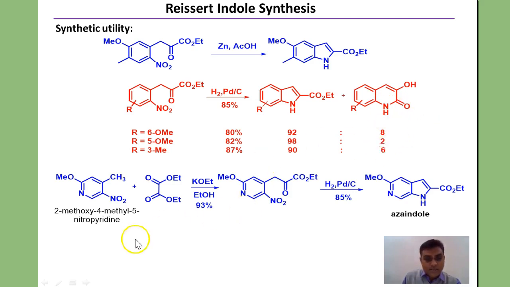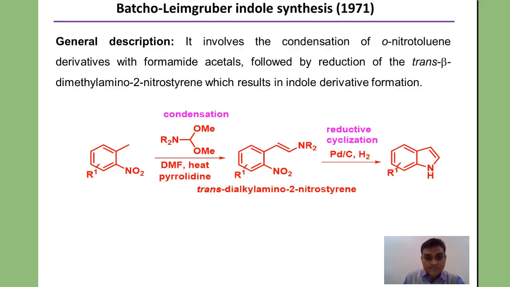This methodology can be extended to the synthesis of azaindole. Instead of taking nitrotoluene, one can take nitro picoline compounds, 4-picoline nitro compounds, and this is more acidic in nature compared to the nitrotoluene. So under basic conditions, we again get a carbon-carbon bond, and reductive cyclization offers azaindole. The yield of this methodology is relatively high because of the greater acidity of these CH3 groups. So in this way, the first methodology we have discussed is completed. That is the Reissert indole synthesis.